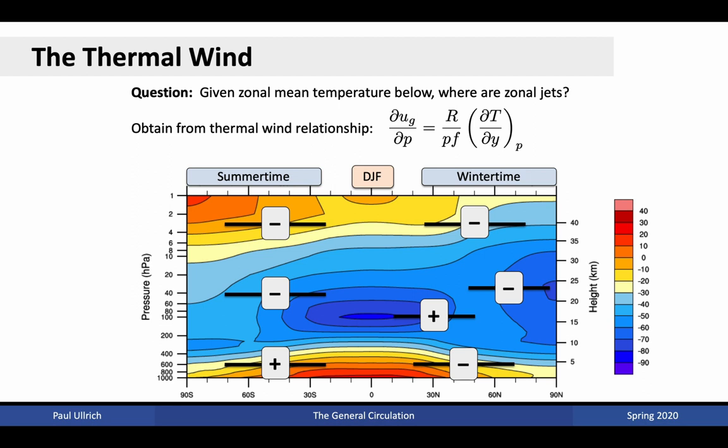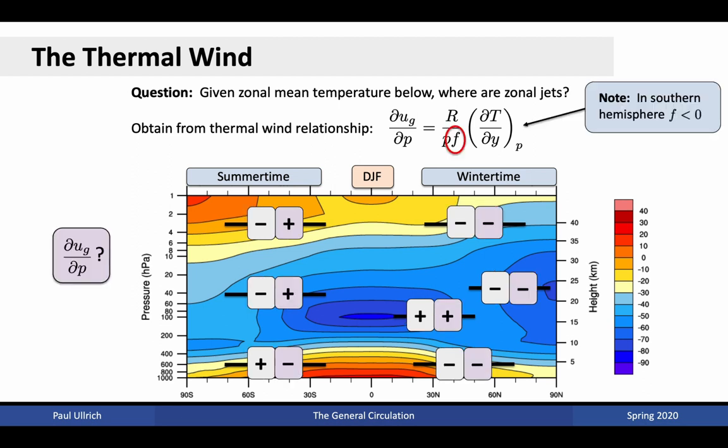All right, so what do we do next? Well, now we want to know the variation of the zonal wind with respect to pressure. We can compute that directly from the thermal wind expression on the top here. The only thing we need to keep in mind is that the Coriolis parameter has a sign change depending on which hemisphere we're in. Namely, in the northern hemisphere, the Coriolis parameter is positive, and in the southern hemisphere, the Coriolis parameter is negative. So this requires us to flip the signs within the southern hemisphere for this calculation. That then gives the following values for ∂u_g/∂p.